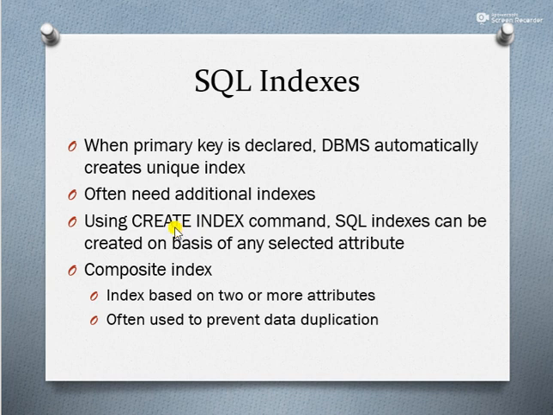The command that is used to create an index is the create index command, and you can create an index on a single attribute or multiple attributes. Okay, you can add any number of attributes to create an index on. So if you create an index on more than one attribute, then it is called a composite index. That is an index based on two or more attributes, and it is used to prevent data duplication, so that you do not add the same data two times.